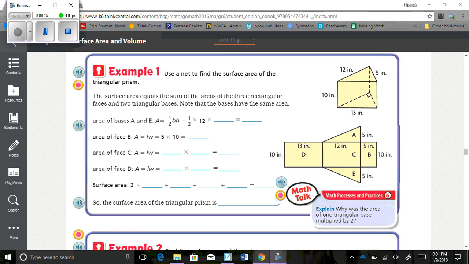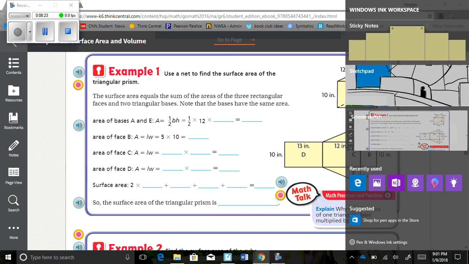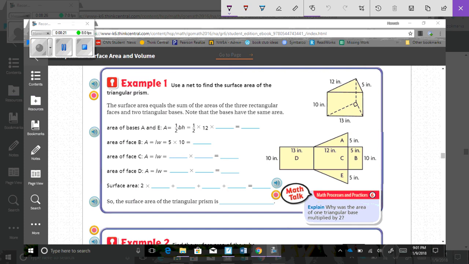So if we're looking at the area of bases A and E, okay, because we know that they're the same. So the areas of bases A and E, we have A equals 1/2 B times H, or base times height. That's our formula. So we're going to take 1/2 times, in our height, if we look at that triangle height right there, it is a 12. And then times, what is our base there? Which is 5. And if we solve that all out, 5 times 12 is 60, times 1/2 would be 30.